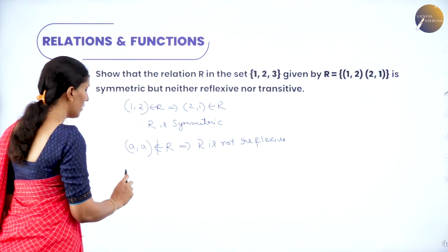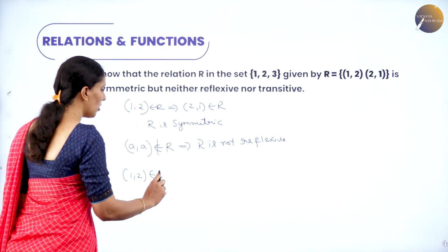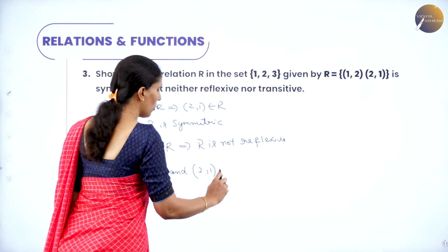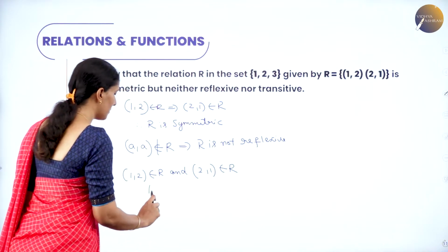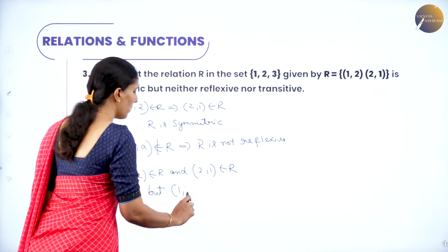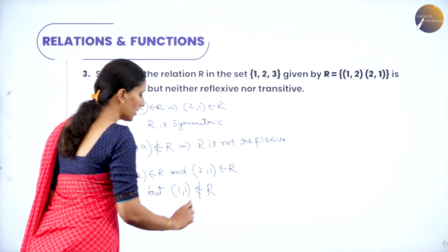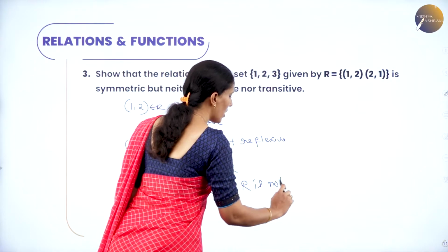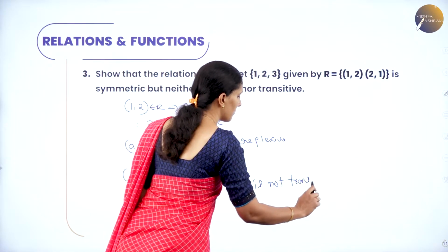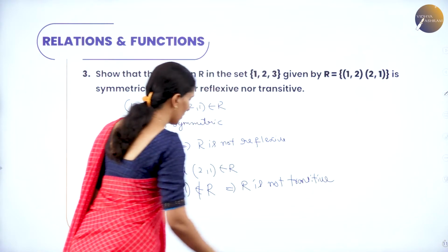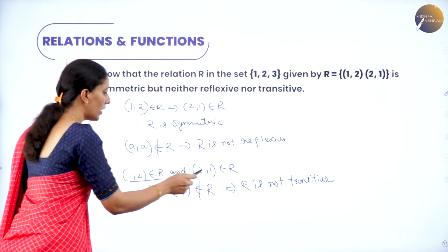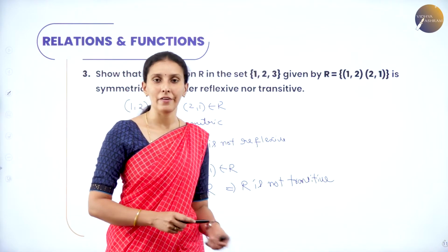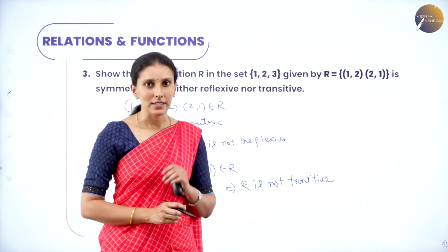Similarly, we have (1,2) belongs to R and (2,1) belongs to R, but (1,1) does not belong to R. So therefore what can we write? R is not transitive. See here, we have (1,2) and (2,1), but we don't find (1,1) inside the R. Therefore, we can write R is not transitive.